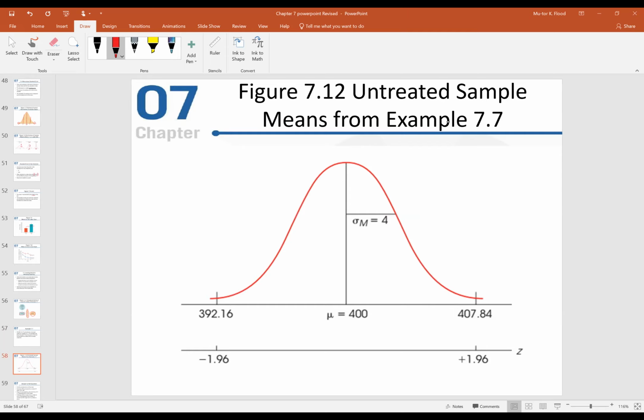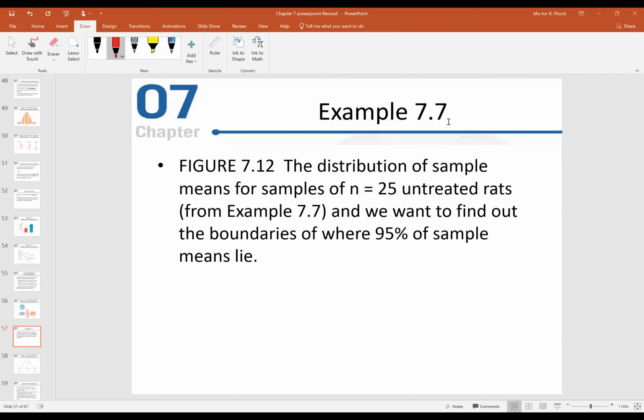So in this one, in order to find out where 95% of the sample means lie, that's a middle question. So let's draw our distribution. Here is our mean, and here are the boundaries where 95% of our sample means lie. We know that in order to find those boundaries, we are going to be using column D in the unit normal table.